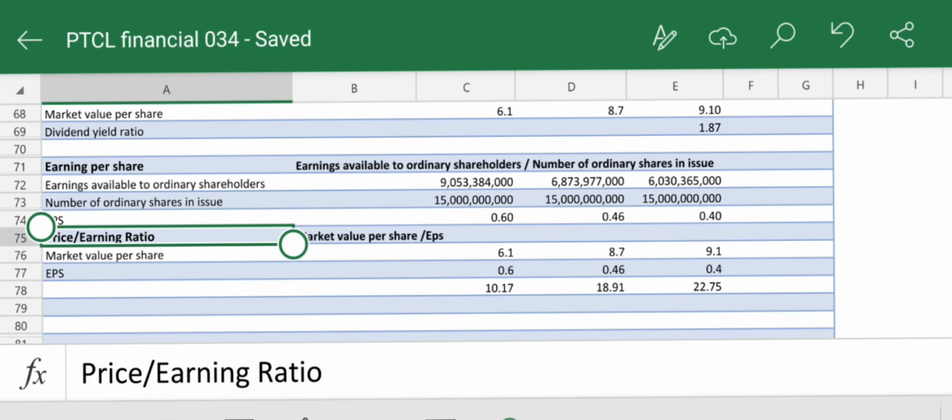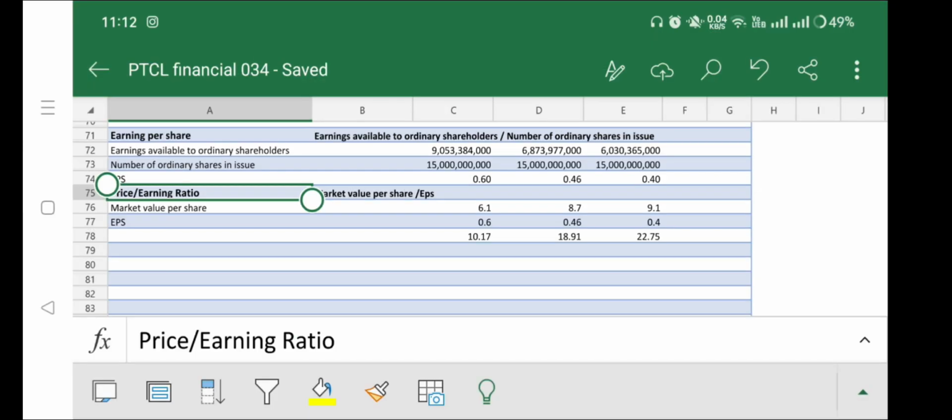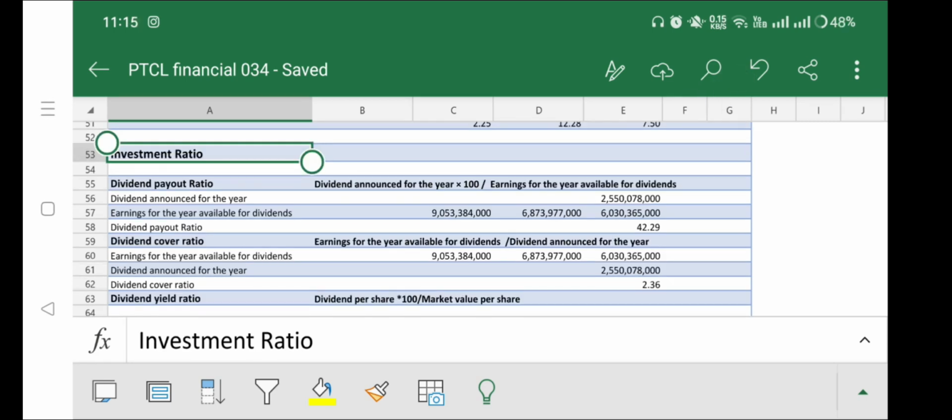Next is the price earning ratio. The formula is market value per share divided by earning per share. Price earning ratio in 2020 is 22.75%, in 2021 18.91%, and in 2022 10.17%. Despite being unable to pay a dividend for two years, PTCL has the potential to maximize its shareholder wealth.